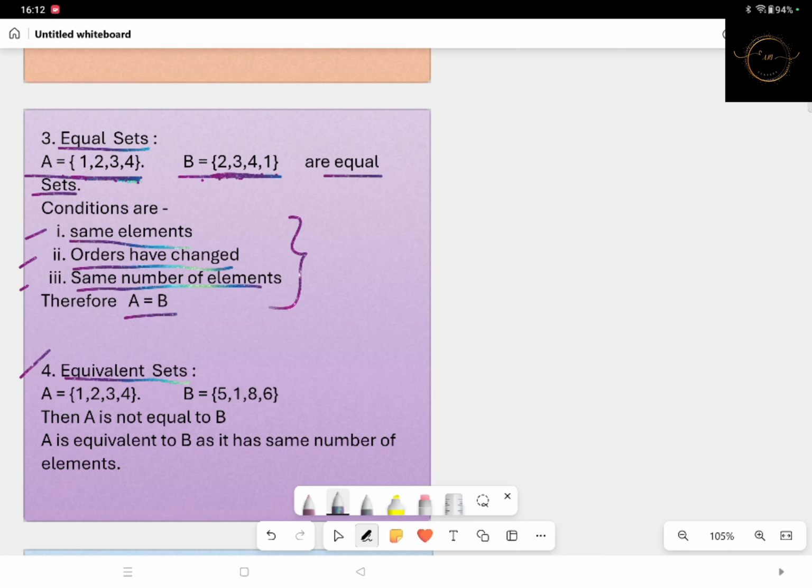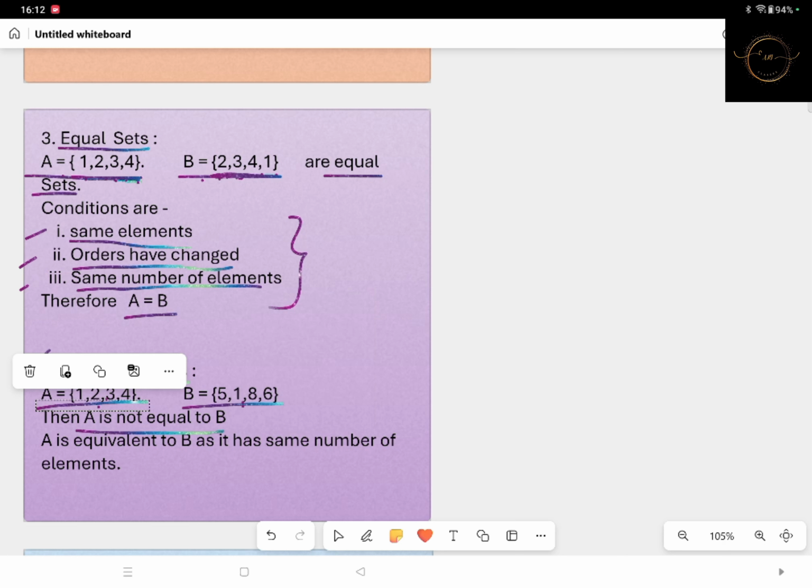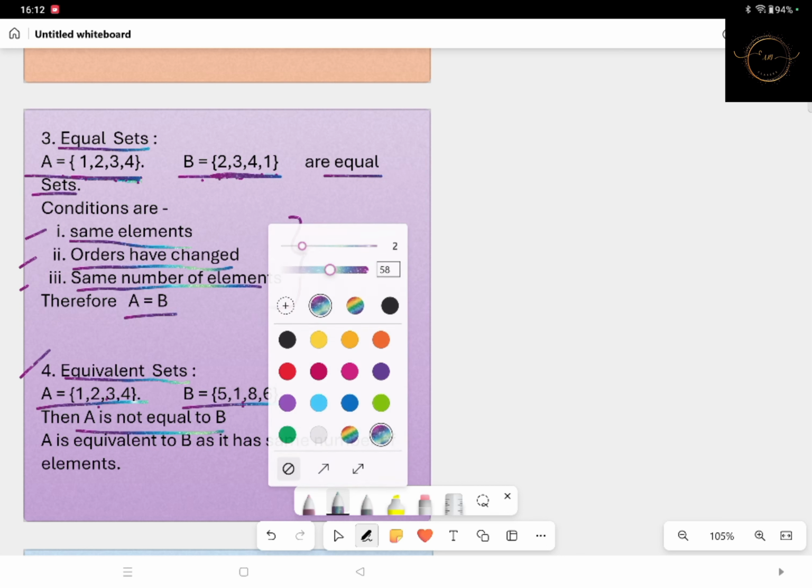Next, coming to equivalent sets. Again, I'll take two sets. Capital A, I have taken 1, 2, 3, 4, and capital B, I have taken 5, 1, 8, 6. Then A is not equal to B. Obviously, they will not be equal sets. Why? Look, they do not have the same elements. Their orders may have changed, but there is no question of same elements. Also, they do not have the same number of elements. So for these reasons they are not equal sets, but they are equivalent sets.